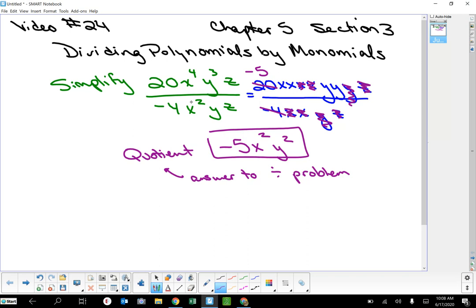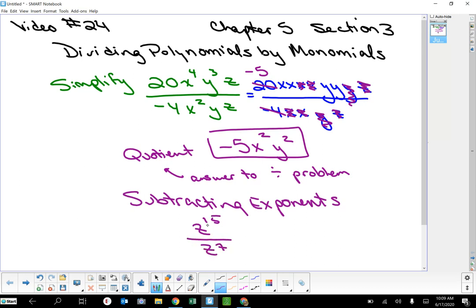Okay, but I want to remind you that you're actually subtracting your exponents. If I have z to the 15th over z to the 7th, I just take the biggest one minus the littlest one, and I get 15 minus 7 is 8, and this is z to the 8. So instead of writing out 15 z's and 7 z's and canceling them, which some of you literally may want to do, you can just subtract. So that's going to come into play hugely in this video, which is going to be very short. We're just making sure that you can actually divide these things.